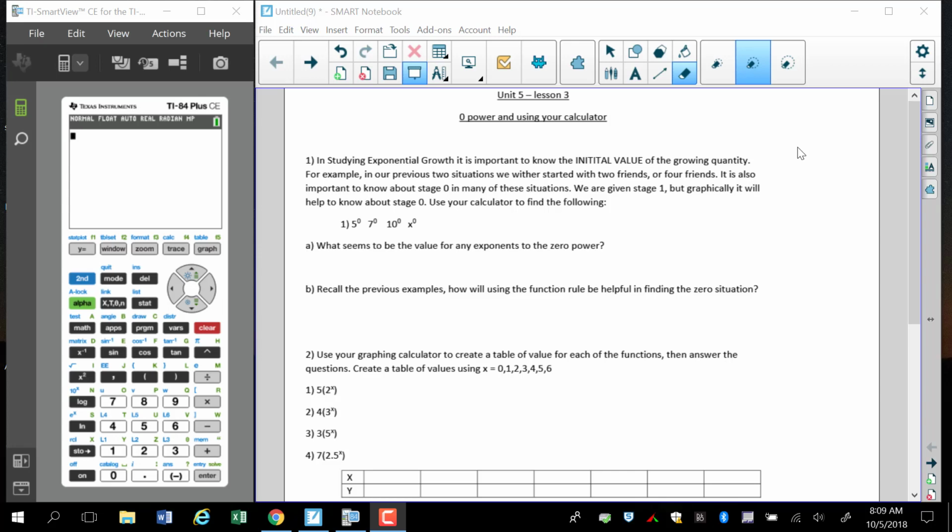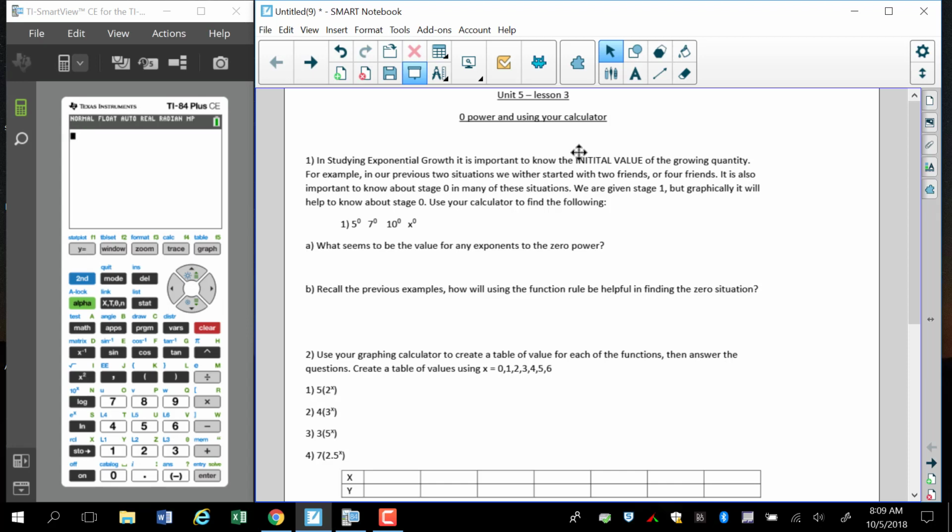All right, and welcome to lesson 3. We're going to be looking at the zero power and using your calculator to solve some of these equations and help us along the process. So the first thing we want to look at is the initial value. And the initial value is very similar to what we deal with when we're dealing with y equals mx plus b in linear equations. The equation changes, but it's still important to know where does it start and how does it change.